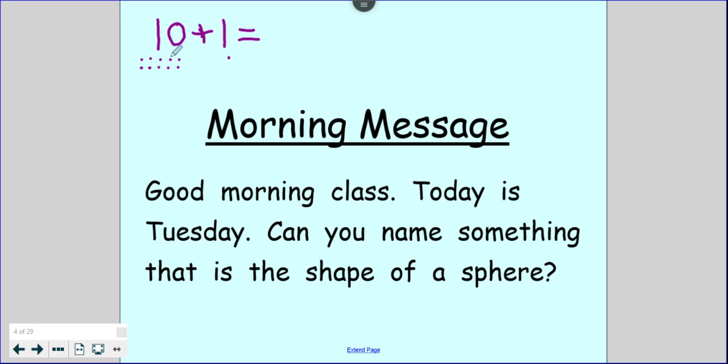All right, so I have 10 dots over here and I have 1 dot over here. If I see this plus symbol, what does that mean I need to do? I need to count all together and find out how many I have. So let's count together. 1, 2, 3, 4, 5, 6, 7, 8, 9, 10, 11. So 10 plus 1 equals 11 words. That is a lot of words in one sentence.